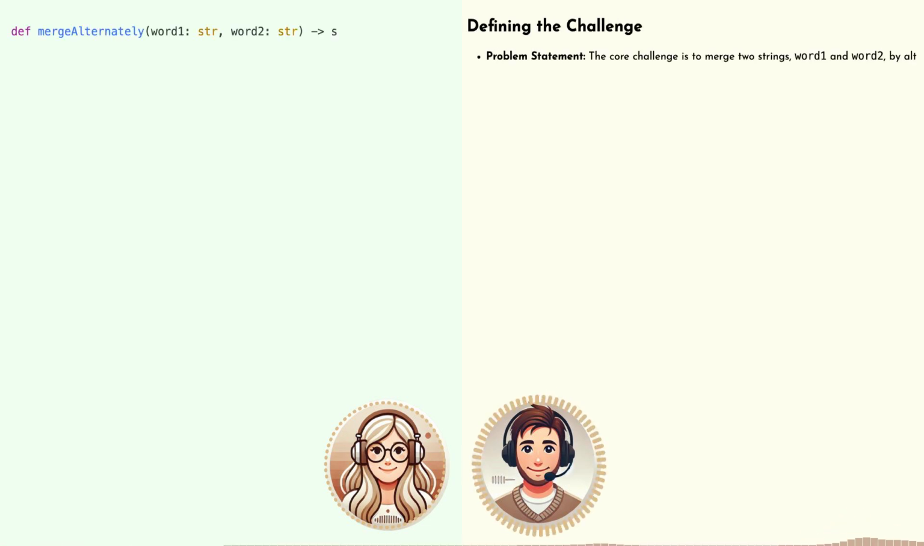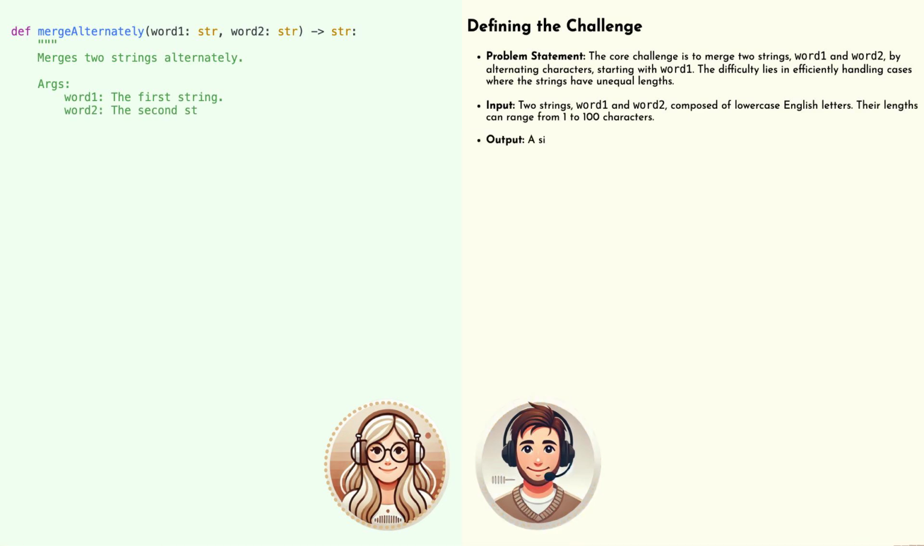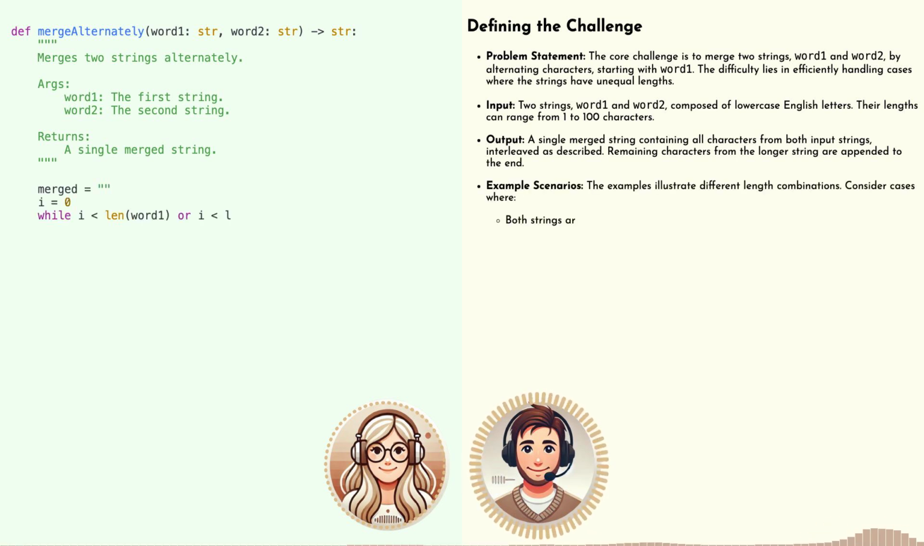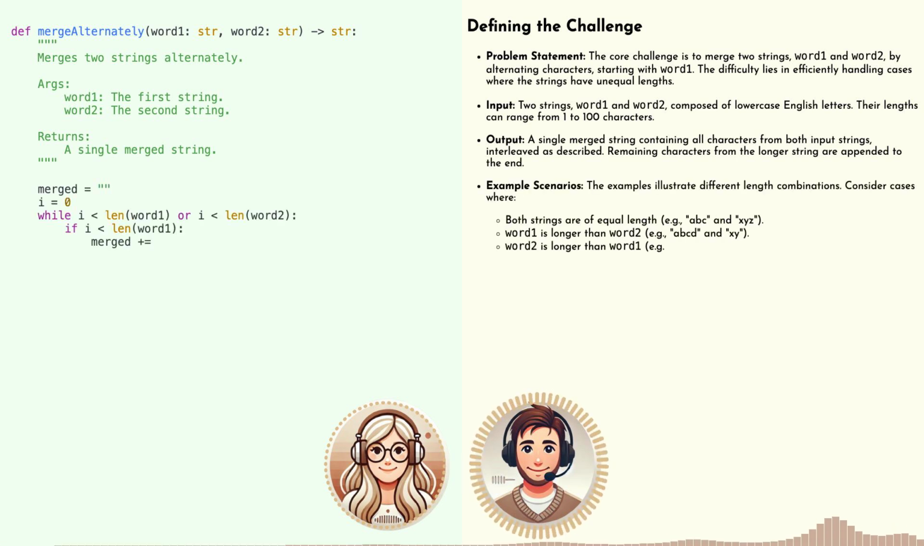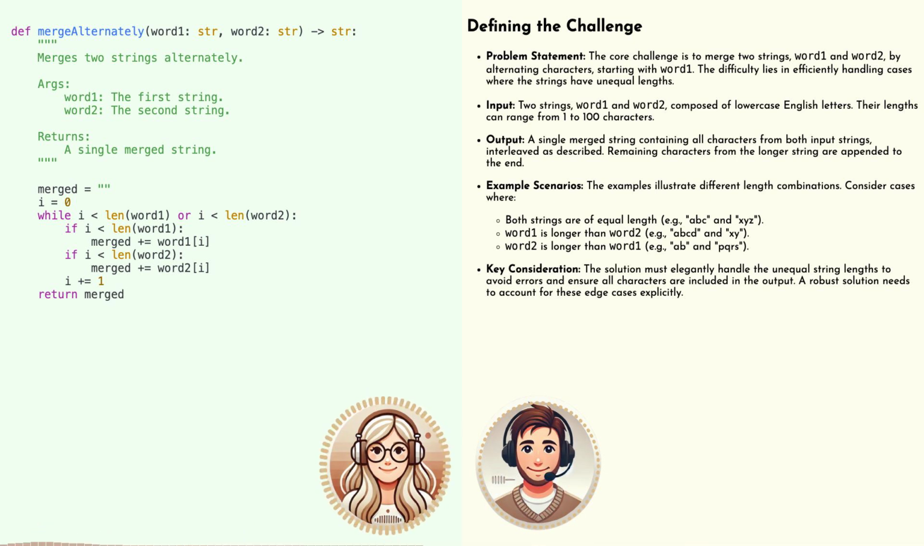Absolutely. So let's set the stage here. Imagine you have two strings. Let's call them word one and word two. And your mission, should you choose to accept it, is to create a new string by merging them, taking letters in an alternating order, starting with word one. For example, if word 1 is ABC and word 2 is PQR, the merged string would be APBQCR.